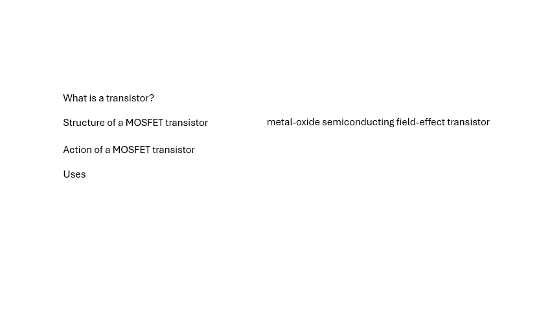Anyway, what is a transistor? What's a MOSFET? A metal oxide semiconducting field effect transistor is what it is. What happens inside a MOSFET? How does it work? You need a little bit of understanding of that. What does it do and what can you use it for?